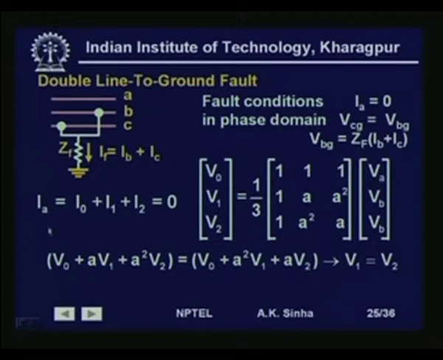Now, again saying Ia is equal to 0 means I0 plus I1 plus I2 is equal to 0. This is the condition that we get. The other one, for the voltage, we can write V0, V1, V2 is equal to A inverse into Va, Vb, Vc. Now, Vc is equal to Vb, so we have substituted it like this. Now, from here we get V0 plus A V1 plus A square V2 is equal to V0 plus A square V1 plus A V2, which tells us that V1 is equal to V2.